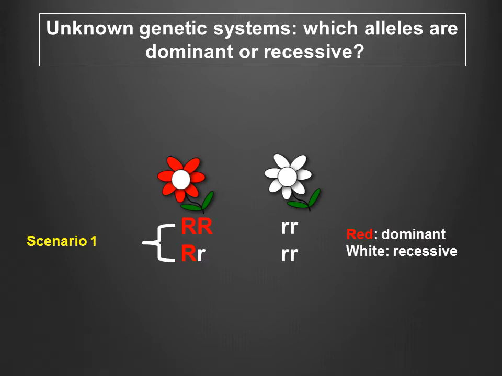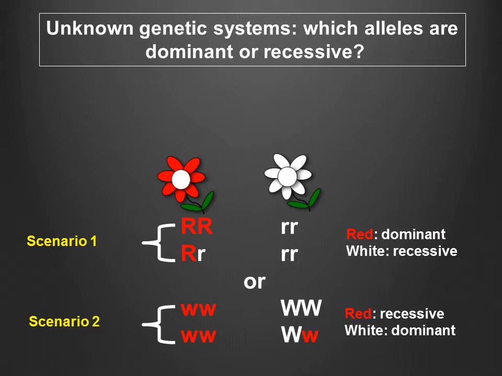In one scenario, the red allele is dominant and the white recessive. And in the second scenario, the red allele is recessive and the white dominant. So under these scenarios, any one red flower or any one white flower could be a heterozygote, a homozygous dominant, or a homozygous recessive.